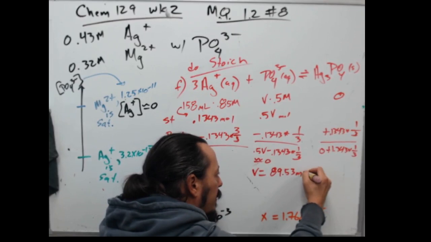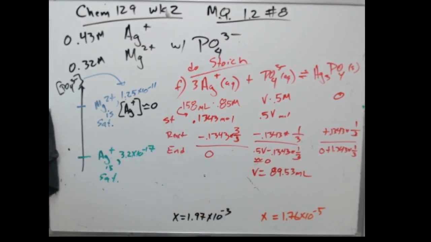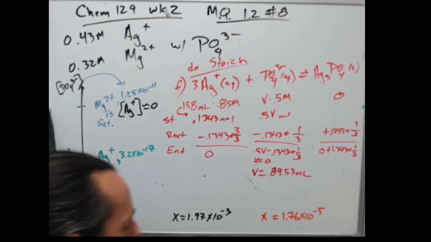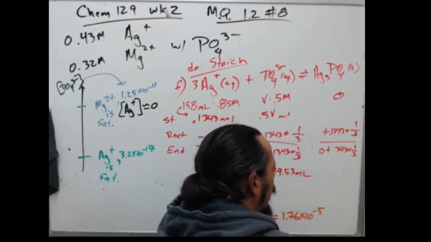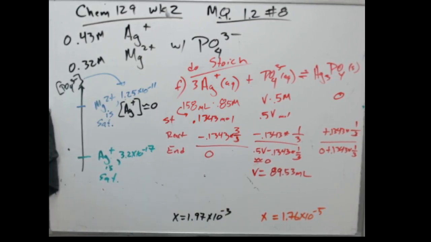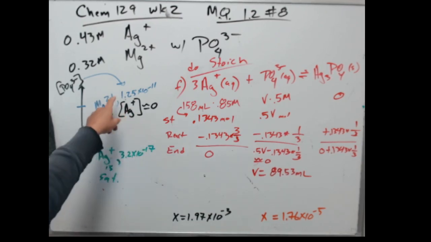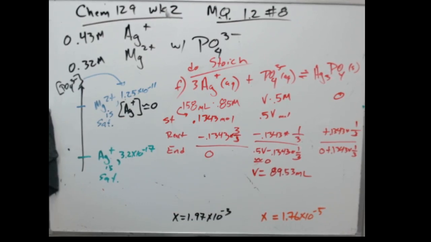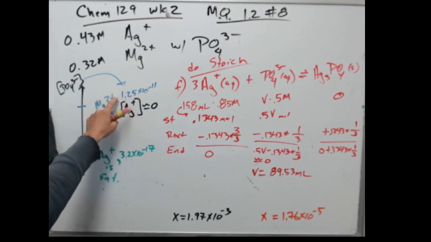.53 milliliters. That would react all of my silver, precipitate all of my silver so there's 0 left, and give me 0 phosphate concentration in solution. I don't really want 0 phosphate concentration. I want 1.25 times 10 to the minus 11 phosphate concentration. So I'd have to add just a little bit more. But here again, that 1.25 times 10 to the minus 11 is so small.